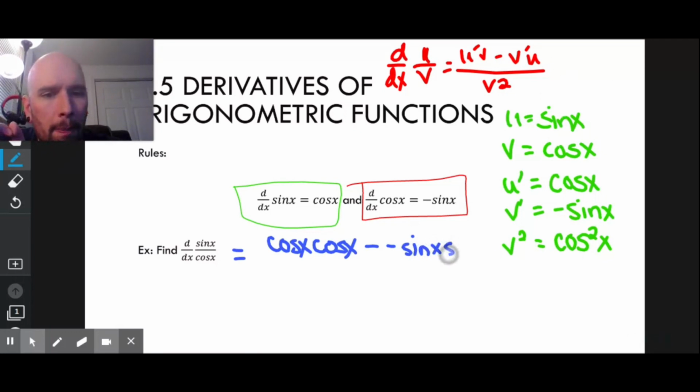Oh, another sine. I saw the sign, and there's actually two of them.